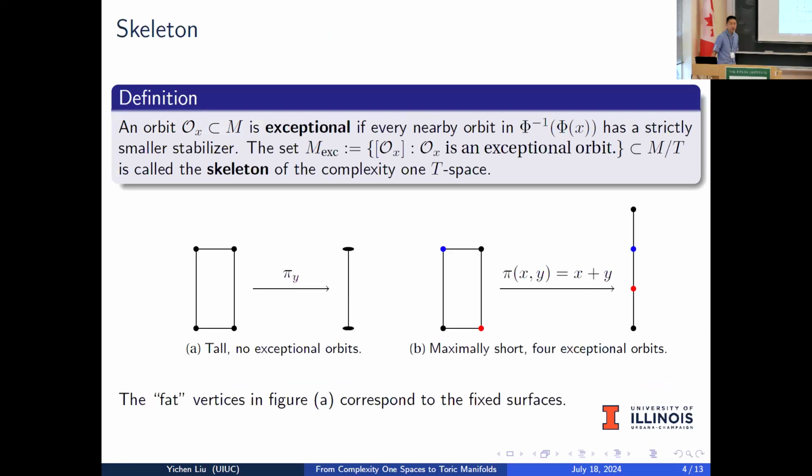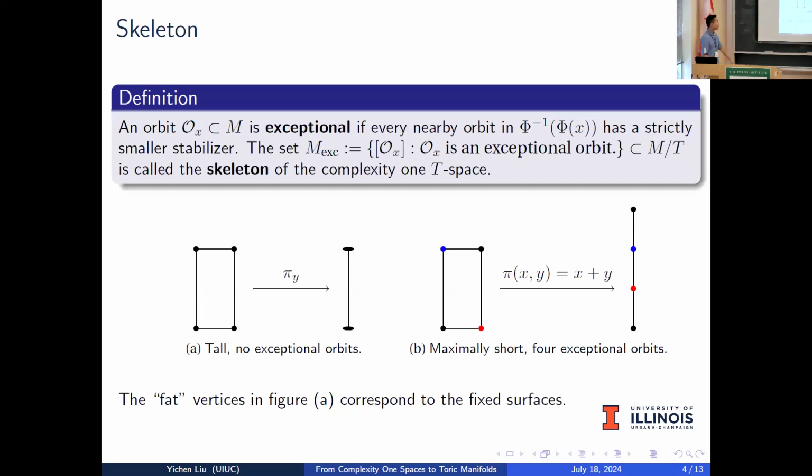Two quick examples. If you consider the standard T2 action on CP1 cross CP1, I can choose some different subcircle. If I choose a second copy of the subcircle and project that to the vertical direction, this gives me a tall complexity-one space with no exceptional orbit. Here I'm actually following Yael's convention by projecting vertically, not horizontally.